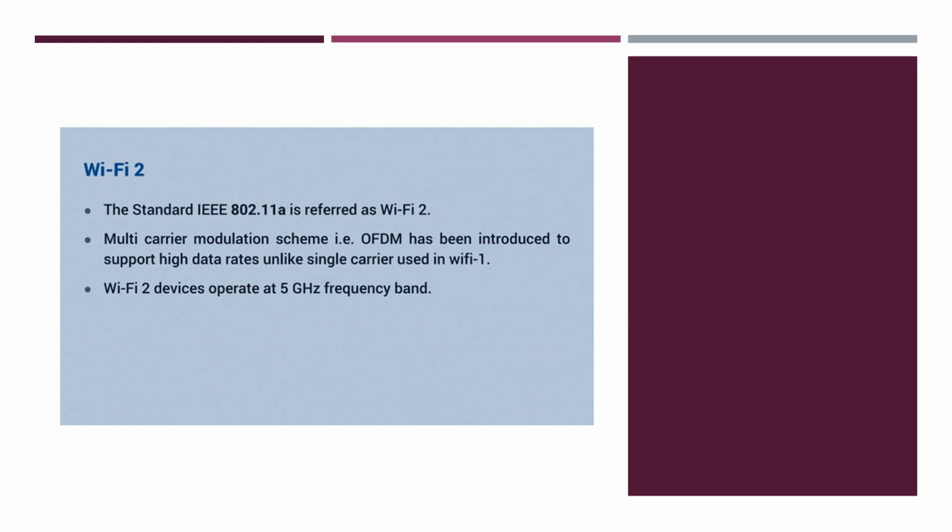Next is Wi-Fi 2. The standard for Wi-Fi 2 is 802.11a. Here we introduce the multi-carrier modulation scheme, that is OFDM, which supports high data rates, unlike the single carrier used in Wi-Fi 1. Wi-Fi 2 devices operate at the 5 GHz frequency band.